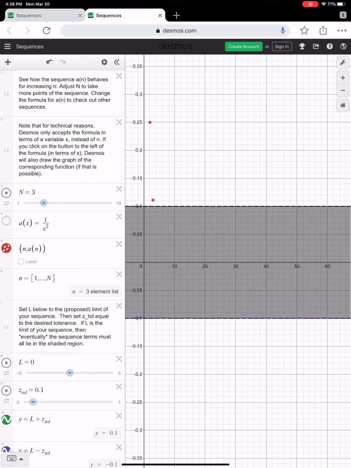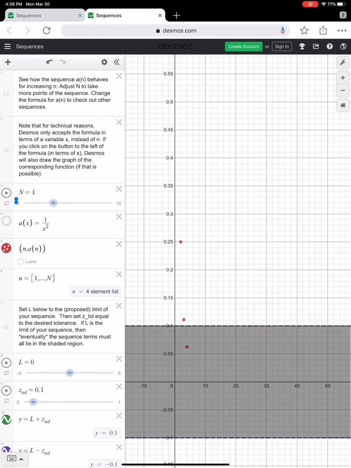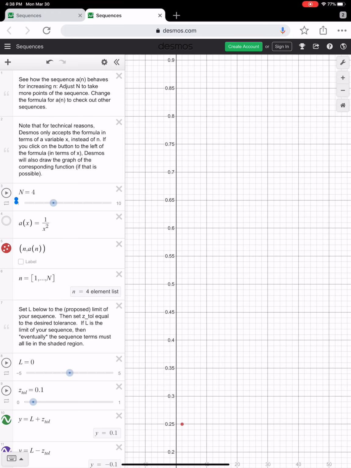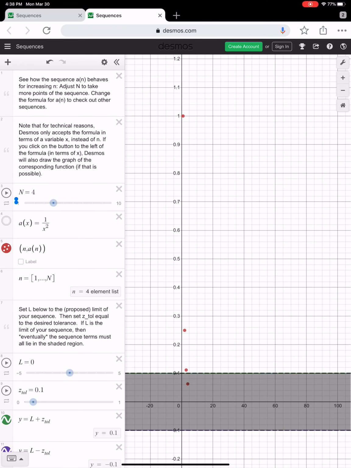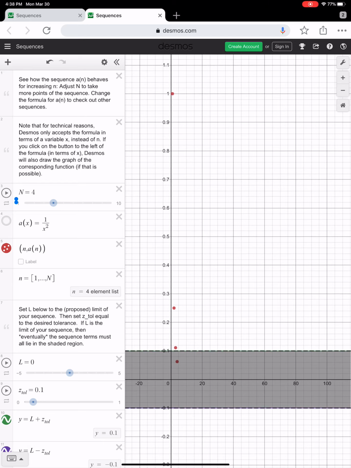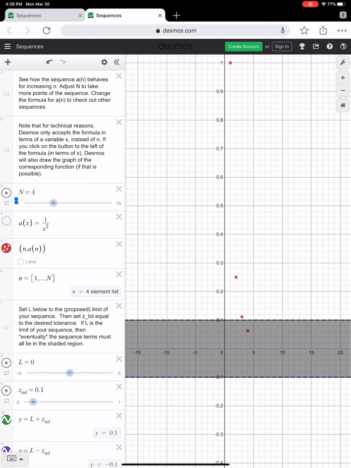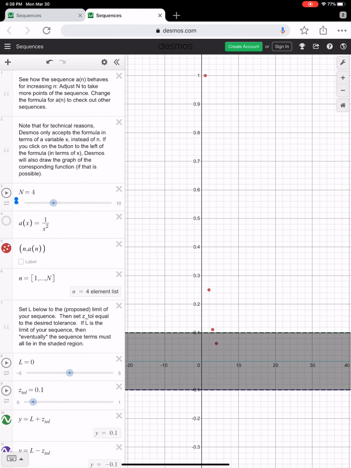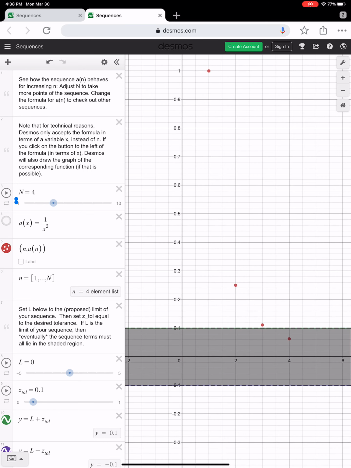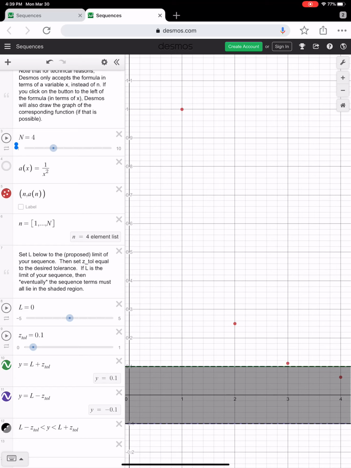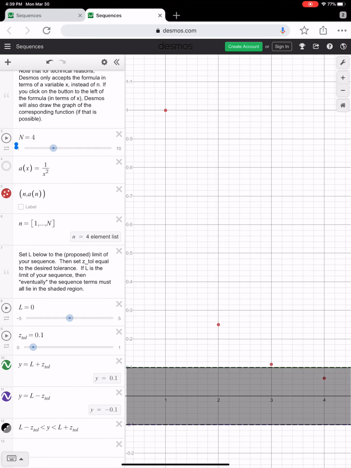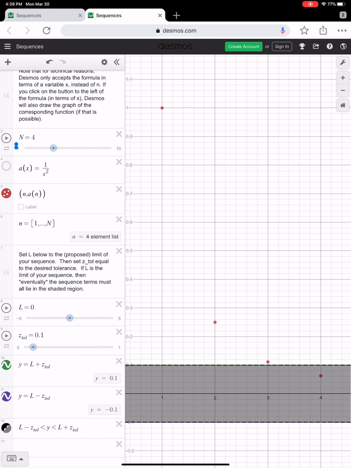You can see that there's n equals 3. By the time I get to n equals 4, I'm already within the tolerance. And so here, 1 is way outside. By the time we hit 4, we're well within the tolerance here. If I stretch this out a little more, it will look a little bit more like the graph that you see on the handout.